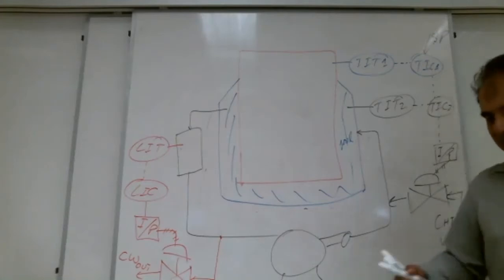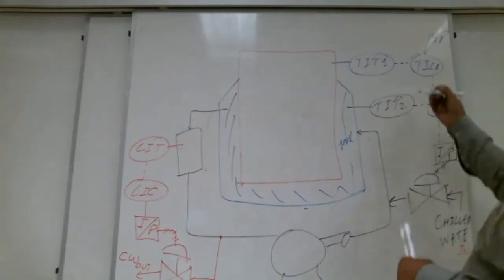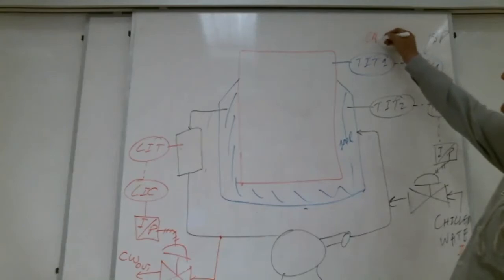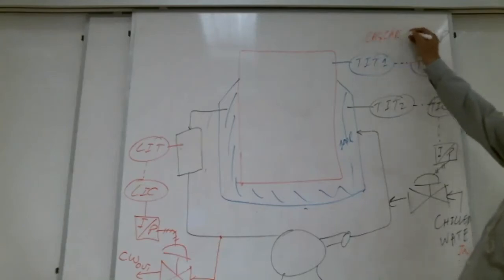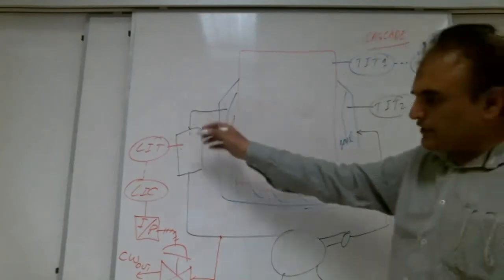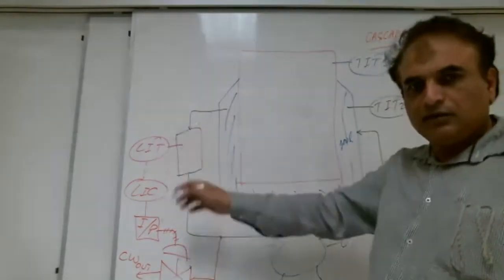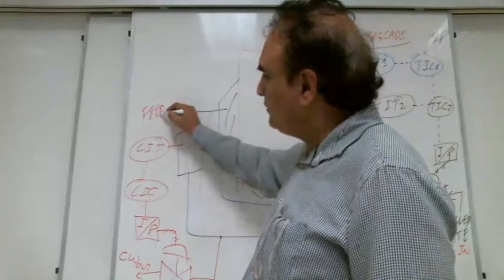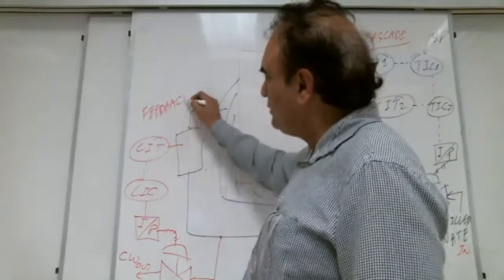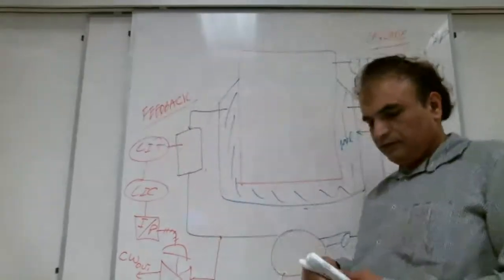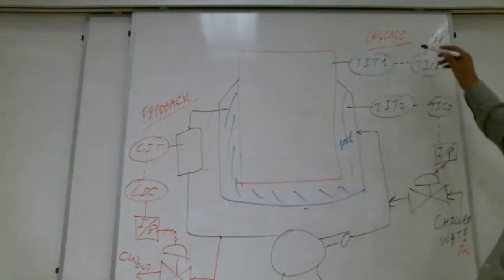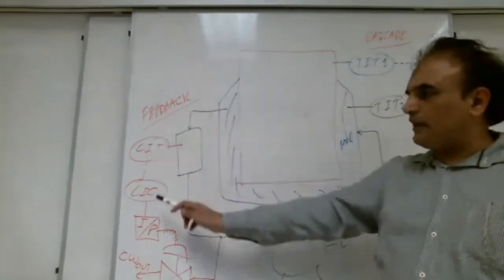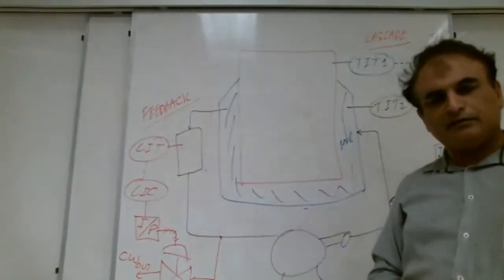2 control systems. This one is a cascade. This system is the cascade. Cascade control system. This system is which one? Simple feedback. Yeah. Simple feedback. Shabab with me? This is cascade system. This is simple feedback system. Shubha with me?